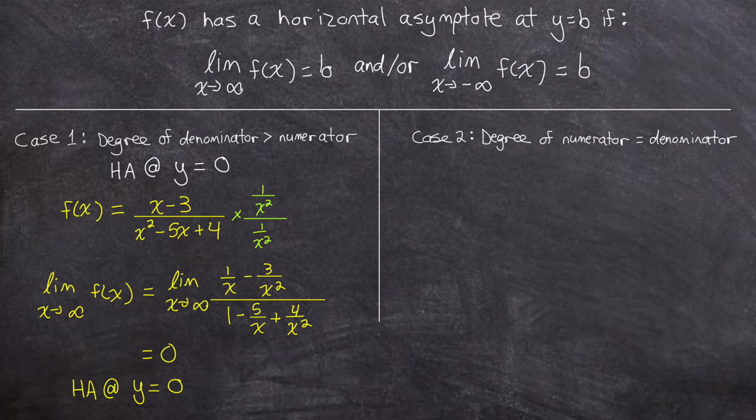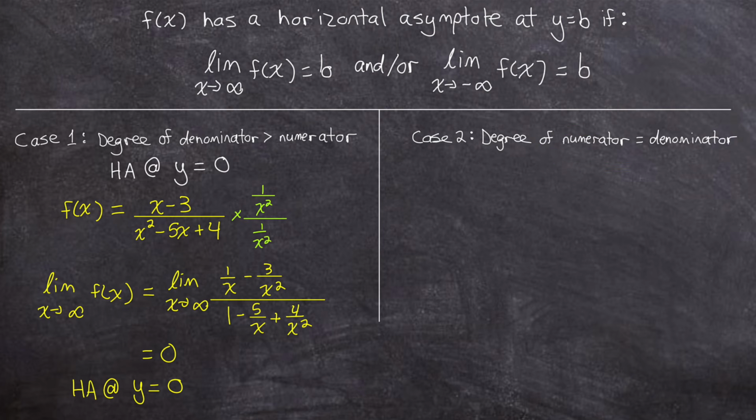But you don't have to go through this whole limit calculation every time you want to find the horizontal asymptote. Just check. If the function in the denominator is a higher degree than the function in the numerator, you know there's going to be a horizontal asymptote at the line y equals 0. But what about case 2? What if the degree of the numerator is equal to the degree of the denominator?